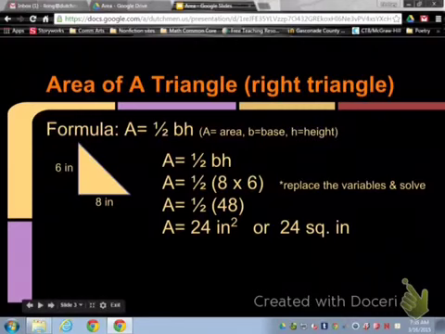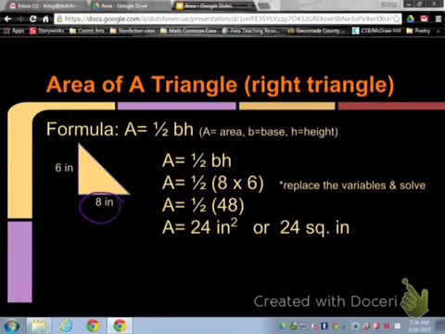First one we're going to start with is the area of a triangle, more specifically the area of a right triangle. So if we look at the figure, the formula is 1/2 base times height. A equals area, B equals the base, and H equals the height. So if we're looking at our shape, our base is here at the bottom, which is 8, and our height is over here on the left, which is 6. So then we can come to our formula, and we can replace the variables. We can plug in our numbers. So we would put in 8 for the base and 6 for the height.